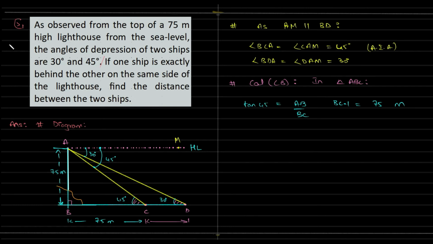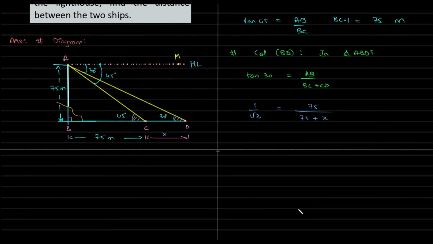Now the next thing is calculating BD. For that we need to talk about triangle ABD. Tan 30 is equal to opposite by adjacent, so BC plus CD. Tan 30 is 1 by root 3, which is equal to AB, which is 75, over BC, which is 75, plus CD. We'll call it X for ease of writing. Then it's just a matter of calculation.